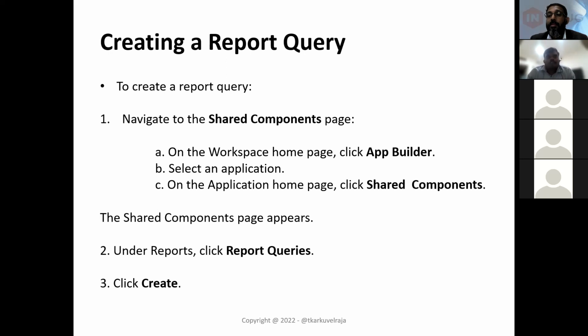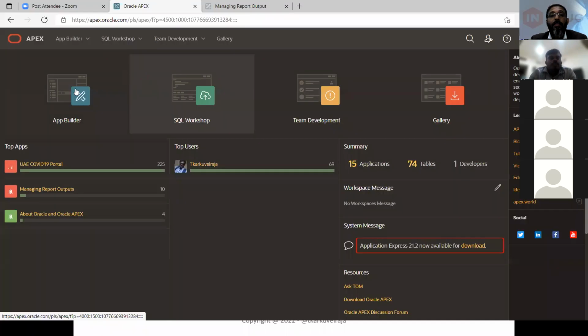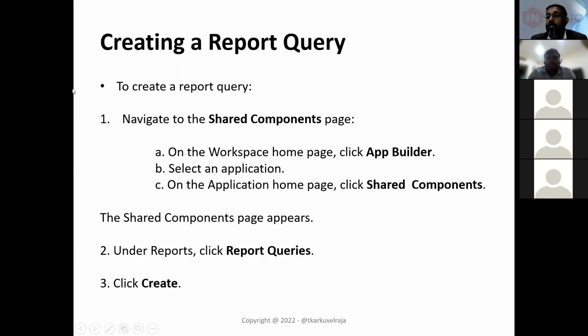Okay. To create a report query, first step, what you need to do is navigate to the shared components. As a beginner, you might not know where the navigation is, how to go to the shared components, and what the importance of shared components is. But I will tell you how you can navigate to the shared components. On the workshop homepage, you need to click the App Builder. Then you need to select the corresponding application where you need to implement this feature.